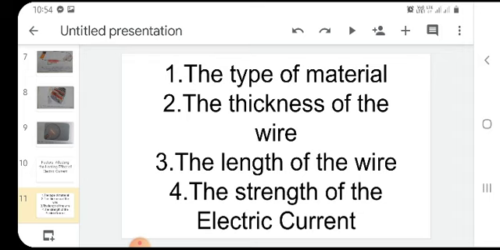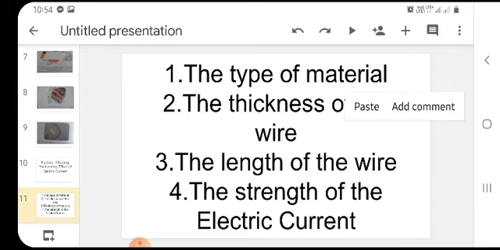Second factor is the thickness of the wire. What is the description for this? In an electric circuit, thinner wires produce more heat as compared to thicker wires for the same strength of current, as they offer more resistance to the flow of current. For example, thin wires produce more heat and thick wires produce less heat.